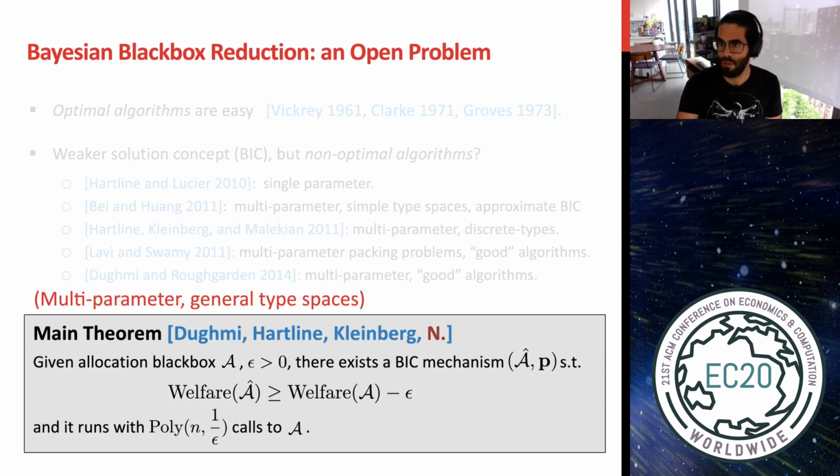And also the expected social welfare that I get from this BIC mechanism is at least as much as the expected social welfare of the original allocation algorithm that I started with minus some epsilon, if everyone were reporting truthfully to this allocation algorithm. And at the end of the day, when we say polynomial time, what I mean is the number of calls to the allocation oracle is not more than polynomial in n and 1 over epsilon, and the rest of the computation is only polynomial in n.